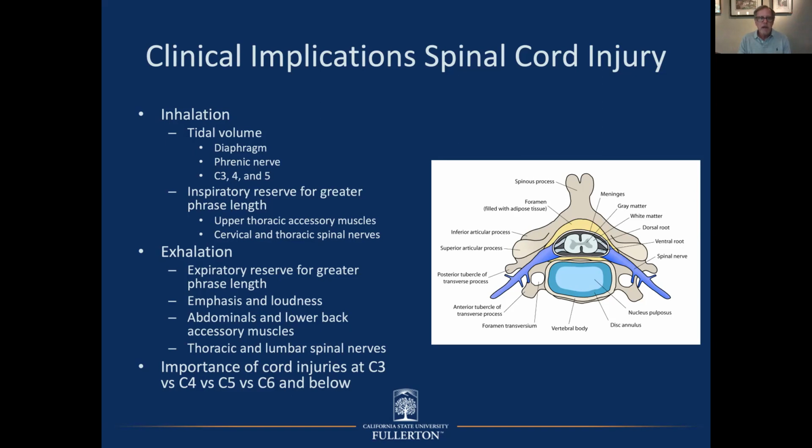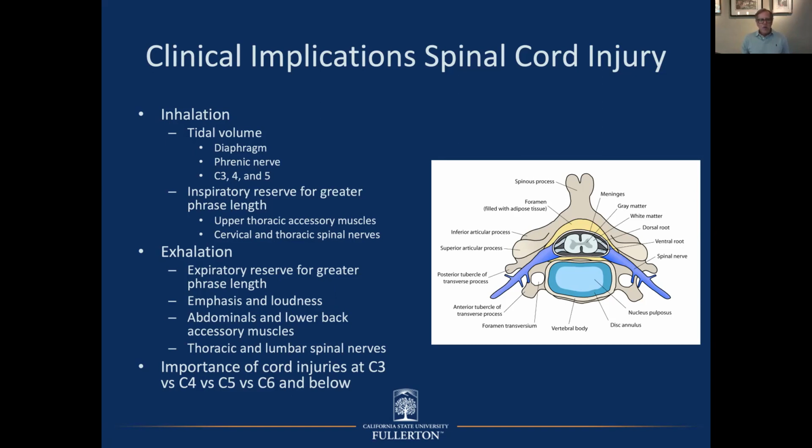So you would lose expiratory reserve if you have a transection around, let's say, T1, 2, 3, 4. But you would be able to speak. You'd have shorter phrases. You'd take more breaths. And the other thing that you'd lose if you had something that's, let's say, halfway down the cord, is some of your emphasis and loudness, because the way we emphasize things or speak loudly is we push with the abs. And you would lose some of that kind of effect in your speech.